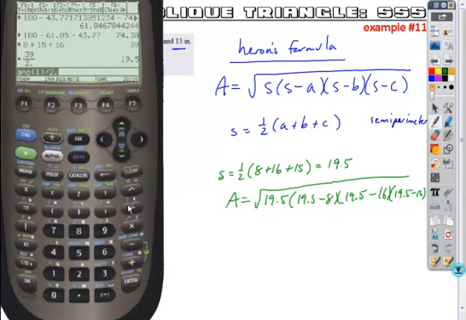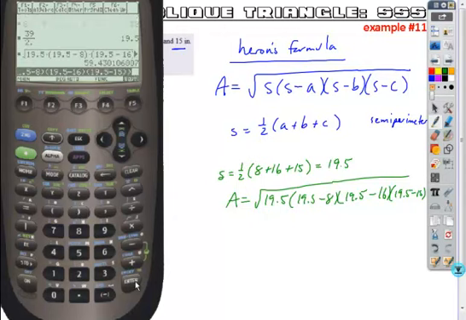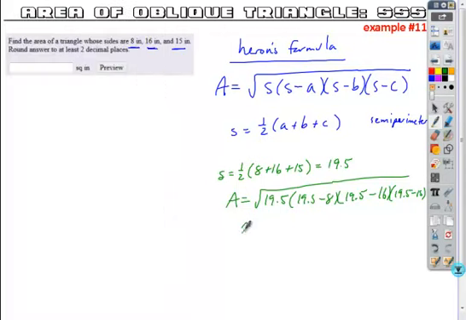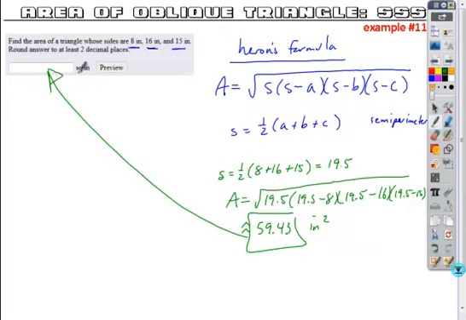And if we perform that calculation, square root of 19.5 times the quantity 19.5 minus 8 times 19.5 minus 16 times 19.5 minus 15. Close that off and then close off the square root. I've already entered decimals, so my answer will display as a decimal. I get 59.43. The units here are square inches, but that would be my solution.